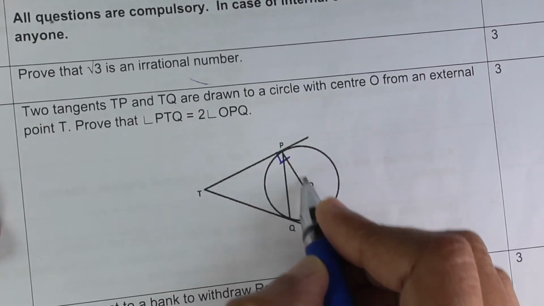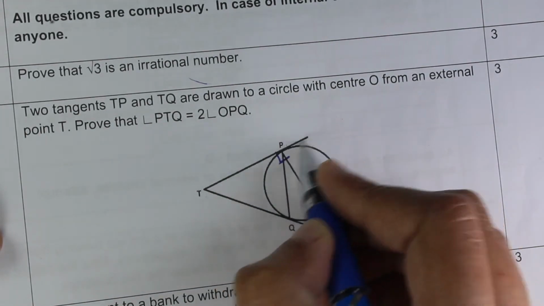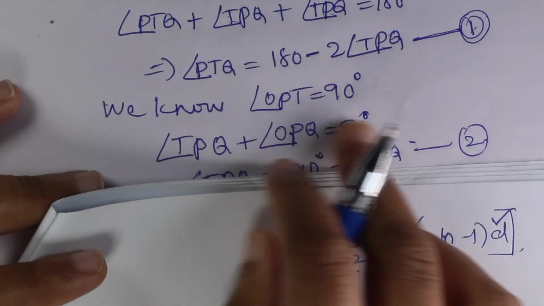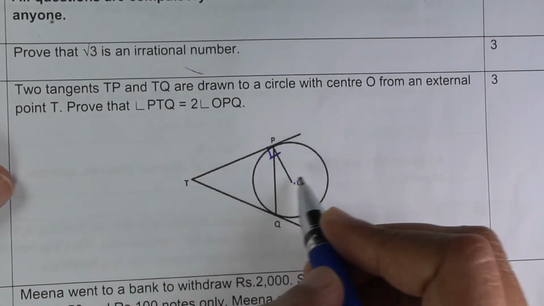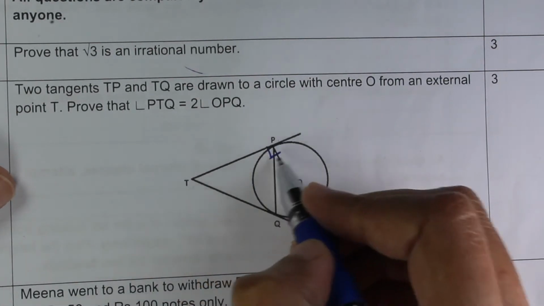Now we know angle OPT is 90 degrees, because a radius makes 90 degrees with a tangent to a circle. So angle OPT is 90 degrees. And angle OPT can be written as the sum of angle OPQ and angle QPT, right?